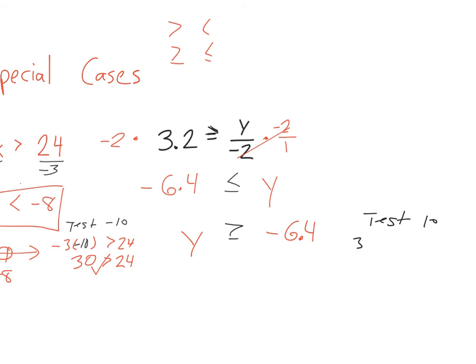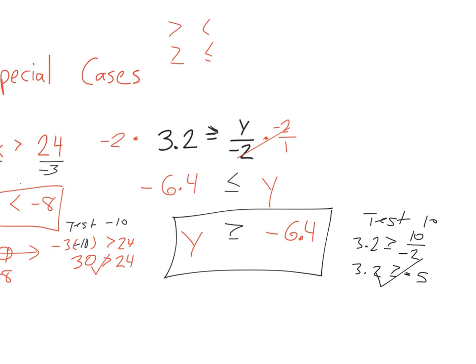And we'll always plug back into the original. 3.2 should be greater than or equal to 10 divided by negative 2. Well, what's 10 divided by negative 2? That's a negative 5. So is 3.2 greater than or equal to negative 5? And of course, 3.2 is positive, that's negative, so that's definitely going to work out. So that would be our answer.